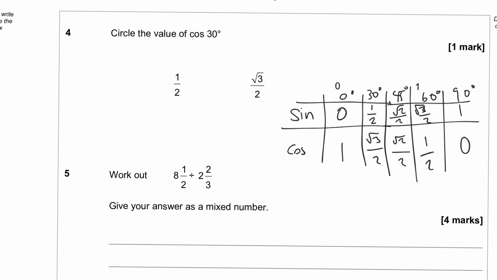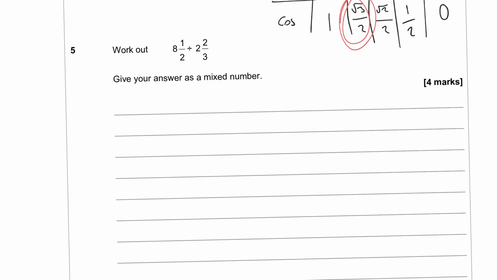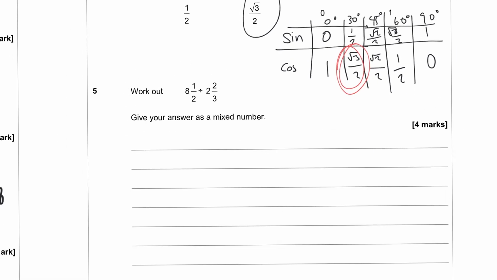So know these values, okay? Therefore, looking at the table, our cos 30 is root 3 over 2. So that's what we're going to circle. All right, good. Just memorize that table. That's literally the biggest advice I can give.